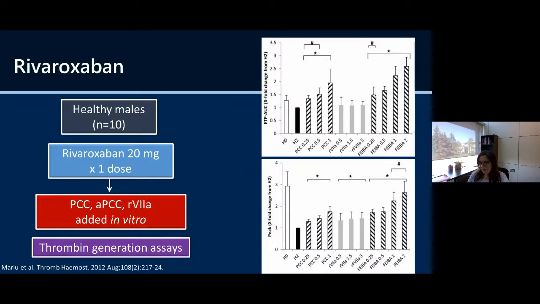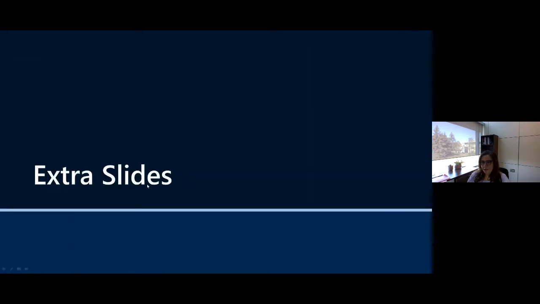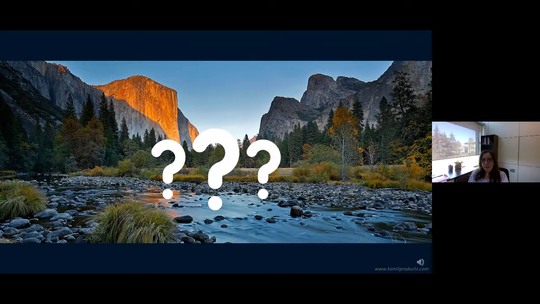One, could you talk about the cost of the reversal agents? Sure. So Idarucizumab, that's the one for dabigatran, last time I checked, it was priced on par with PCC. So it's about, I think, 3,500 Canadian dollars.